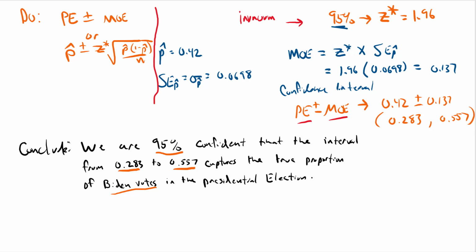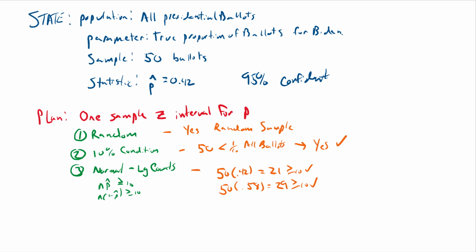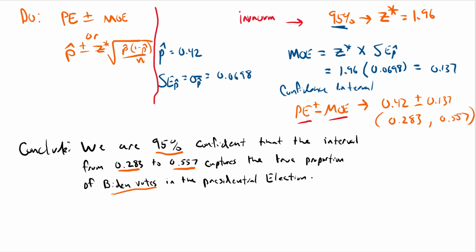So again, with this, that is a 4-step process. State, plan, do, and conclude. So if you're looking at that and going through this and asked to do a confidence interval, you do those 4 steps: state, population parameter, sample statistic, your confidence level; your plan, in this case you're naming your procedure, checking off your conditions; the do part, the actual calculations to calculate your interval; and the conclude, making your conclusion statement with the figures that you found for your confidence level.